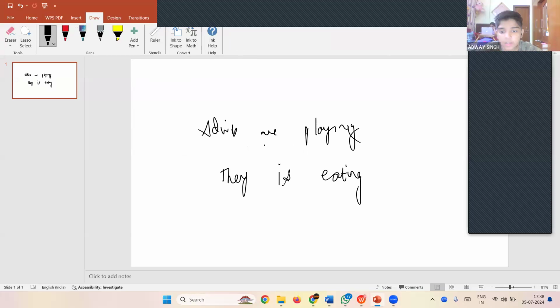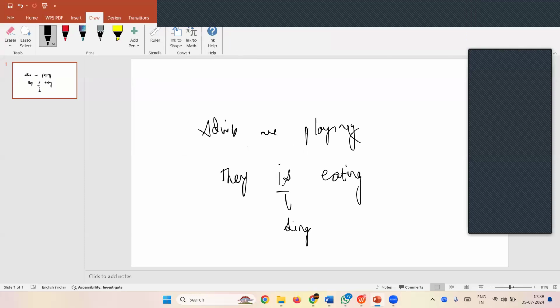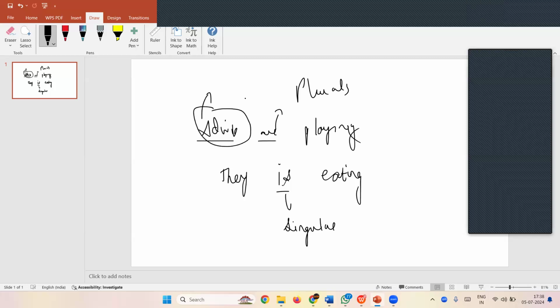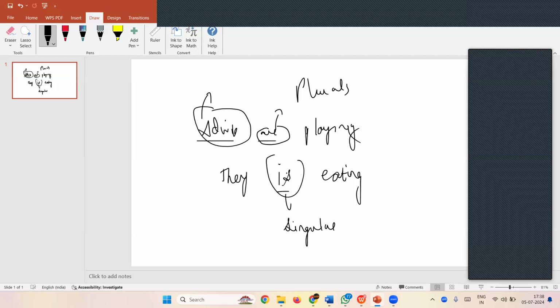Are is plural and is is singular. Is is used for singular, whereas are is used for plurals. Yes, we all know this. When the subject is singular, I want to use the verb accordingly. Advik is only one person, so I can use only a singular verb. But both are and is are helping verbs, they both are verbs. But I cannot use them wherever I want. We have certain rules and regulations for that.